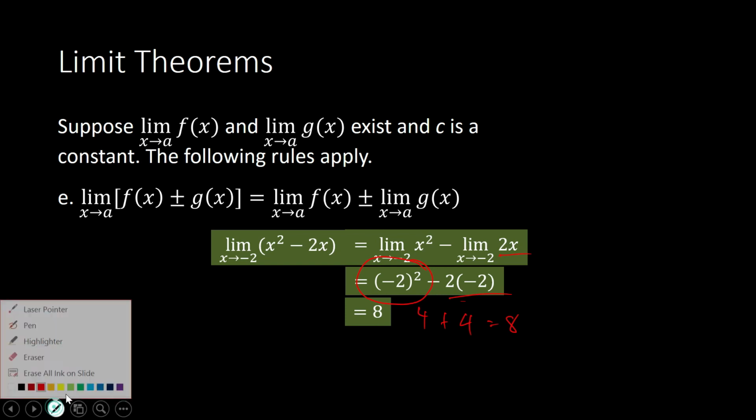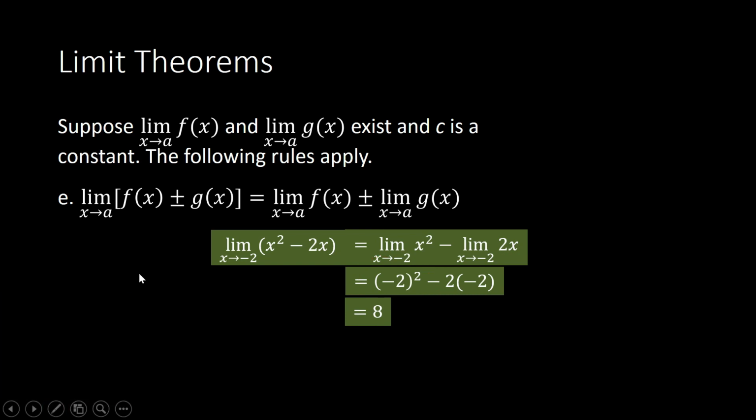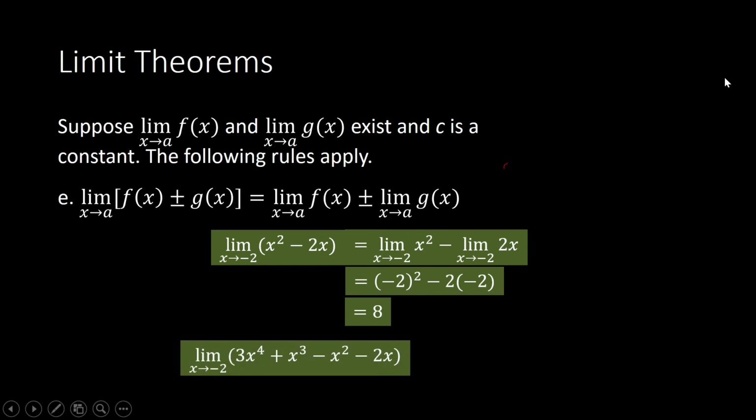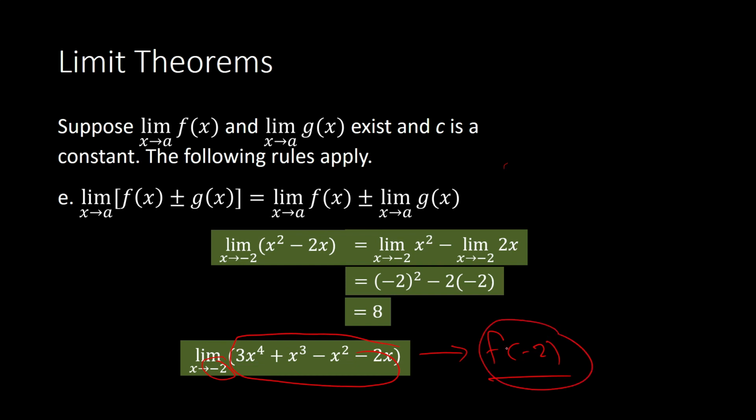So what is this telling you? Well, this is telling you that the limit of a polynomial function, so if your function is a polynomial function such as this one, and you are evaluating the limit of this polynomial function as x approaches negative 2, all you have to do is to evaluate f of negative 2. So this whole thing here is your f of x. What is the limit of that function as x approaches negative 2? This is what you have to do: you just evaluate f of negative 2. This is true for polynomial functions.